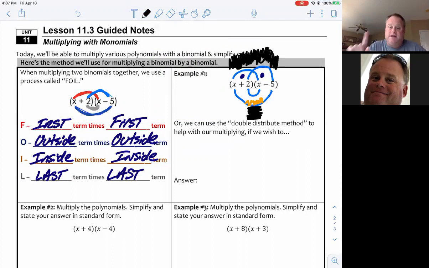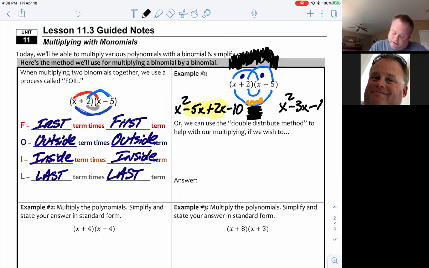Okay. So first times first, x times x, x squared. Outside, x times -5 is a -5x. Inside, 2 times the x, 2x. Last, 2 times the -5 is -10. Now notice how many terms we got. We end up with 4, right? But here's the thing with that. You know that we're going to combine like terms with ones that we can combine. So the middle two terms end up combining. And I'm going to write it in standard form. So x squared goes first. -5x plus 2x is a -3x. And then the constant goes last. That is my answer. Okay?